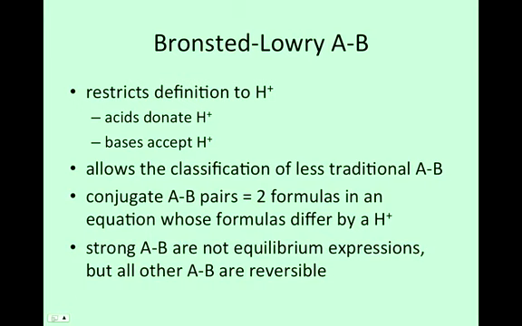Now, Bronsted-Lowry is another definition of acids and bases that we use, and this is actually the one that gets used most often at the AP Chemistry level. It restricts the definition to hydrogens only: acids donate them and bases accept them. It allows us to classify a less traditional base, like ammonia. We can classify this as a base not because it has a hydroxide in it, although it does increase the hydroxide ion concentration, but because it can accept a hydrogen. And then conjugate acid-base pairs are basically two formulas in an equation that differ by a hydrogen, and I will give you an example of this in just a second.